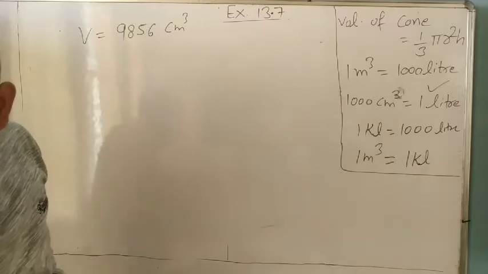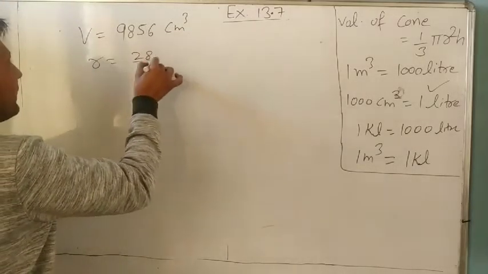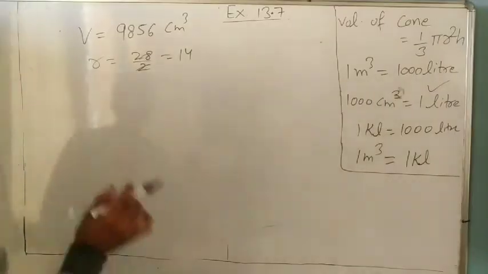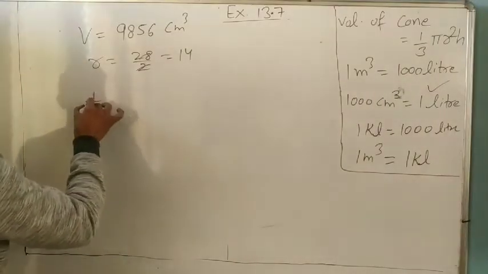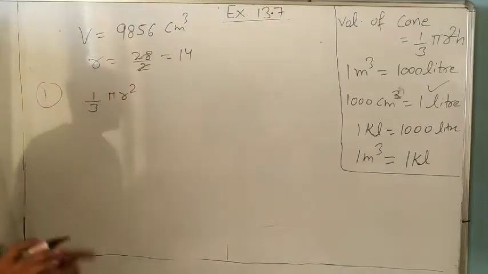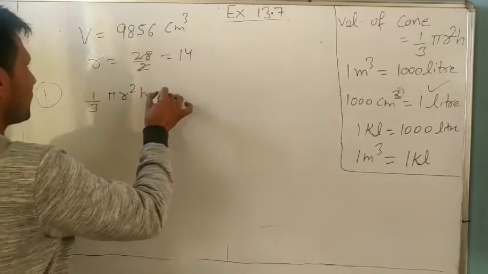And if the diameter of the base is 22, then r is 22 divided by 2. How much? So radius is 14. First we have to find the height, so 1 by 3 pi r squared h. So first part, find height. Put volume equal to its formula.